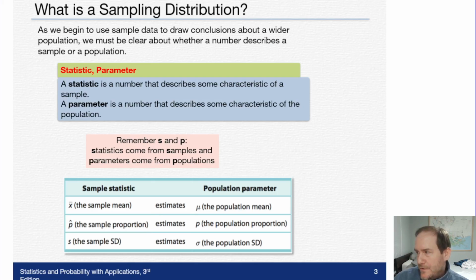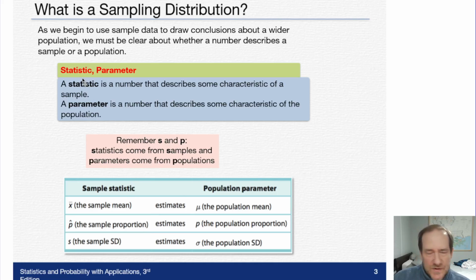All right, so real quick, a bit of vocabulary. What is a statistic? What's a parameter? A statistic is a number that describes some characteristic of a sample, whereas a parameter is a number that describes some characteristic of the population. Pretty easy to remember, honestly, because you can remember the S&P rule. A statistic is for a sample, and a parameter is for a population. See how the S goes with the S and the P with the P.